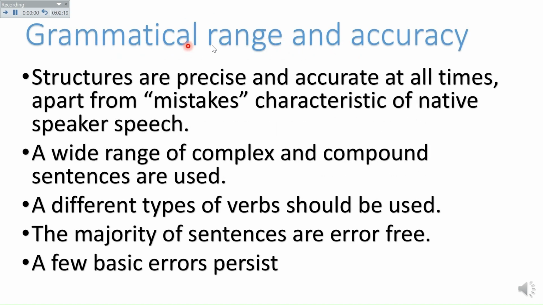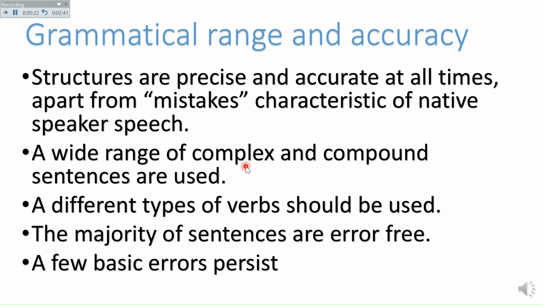It is grammatical range and accuracy. It says structures are precise and accurate at all times, apart from mistakes characteristic of native speaker speech. The only mistakes you can have are related to native speaker speech. Otherwise, your structure should be correct all the time.